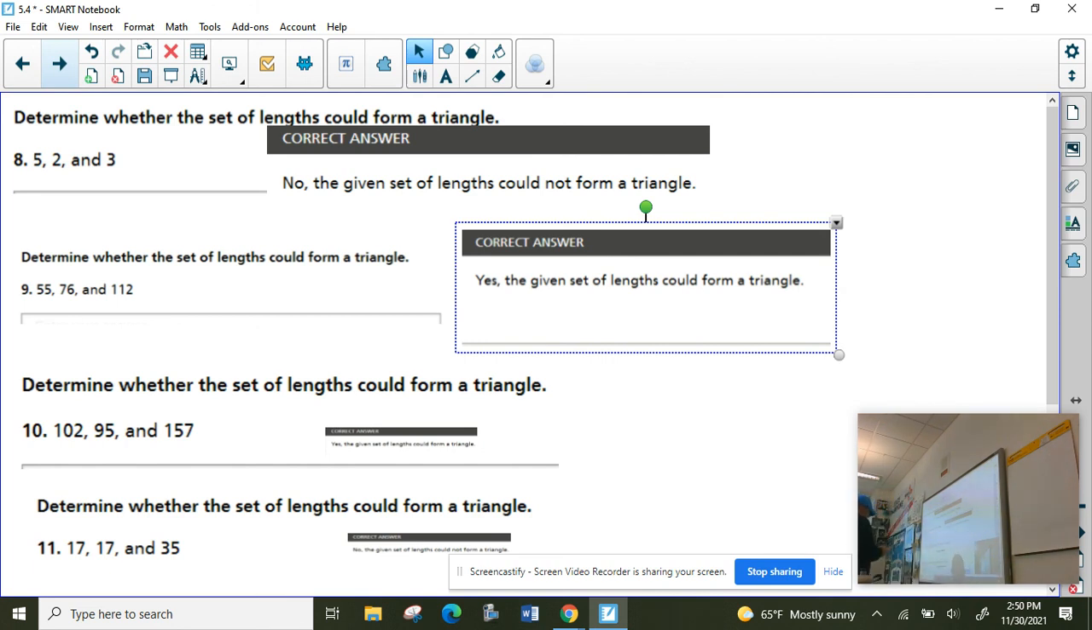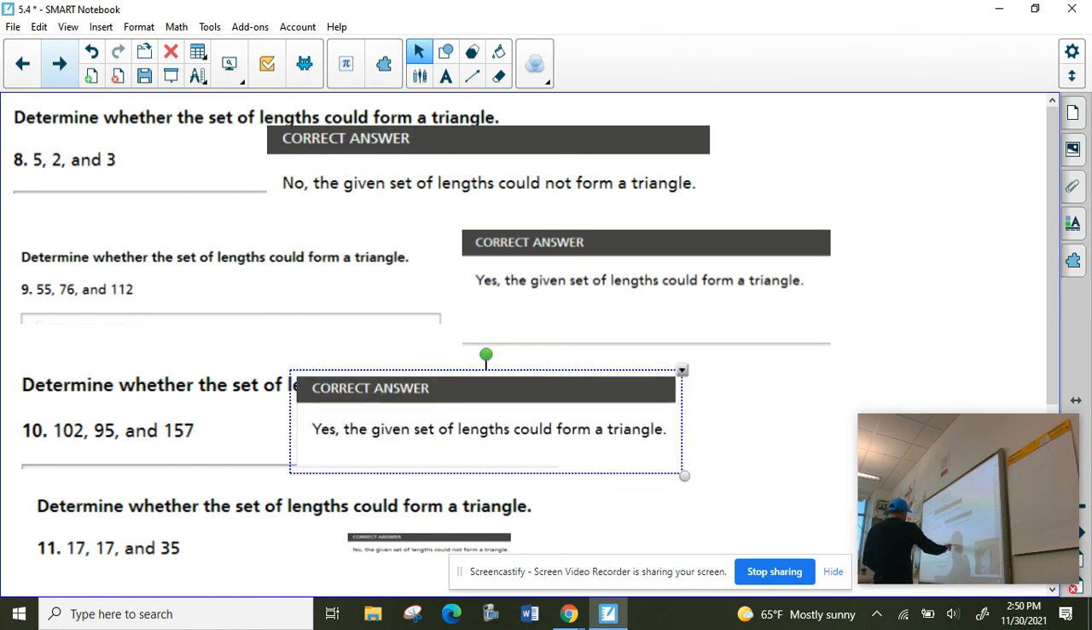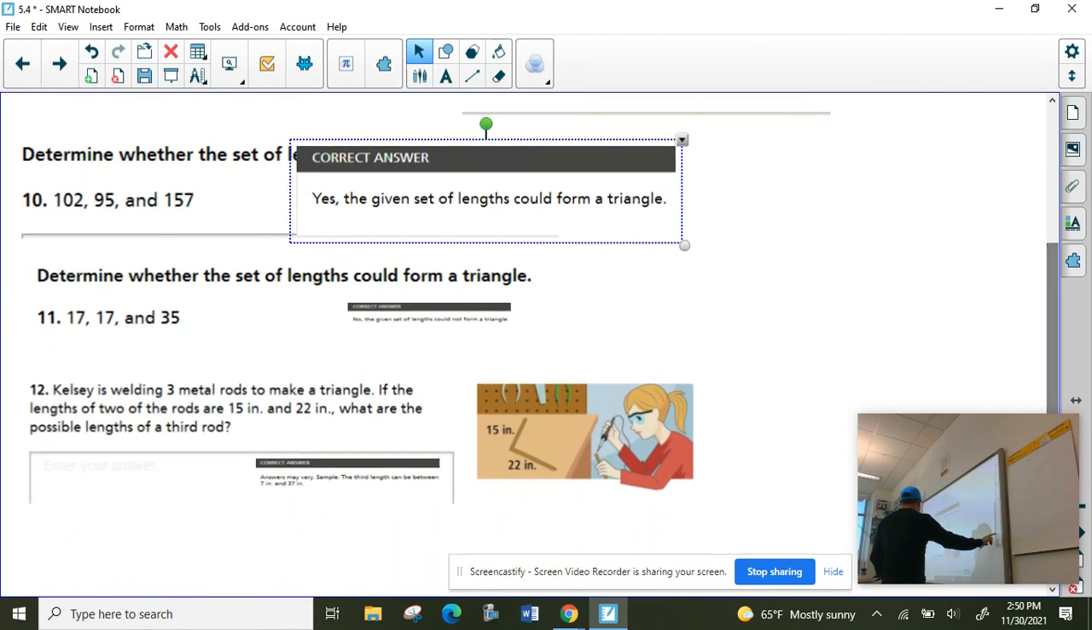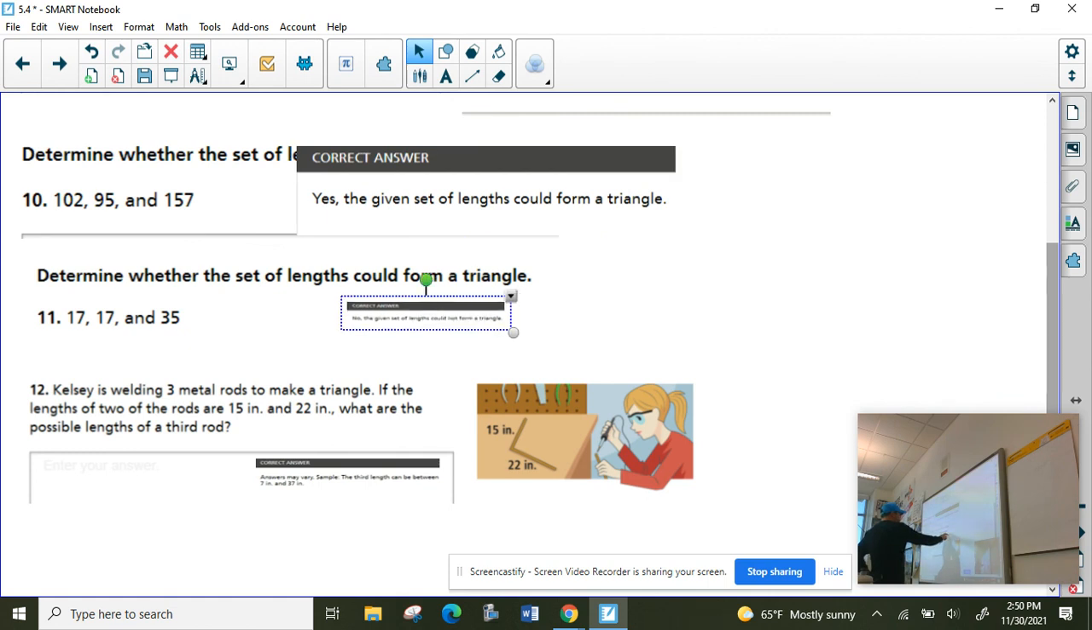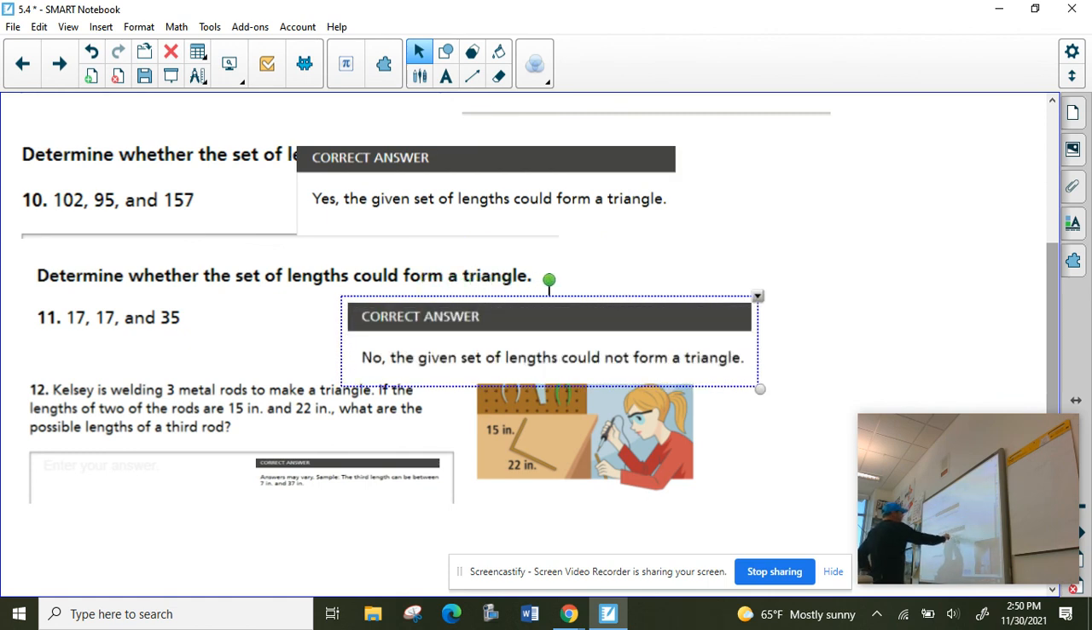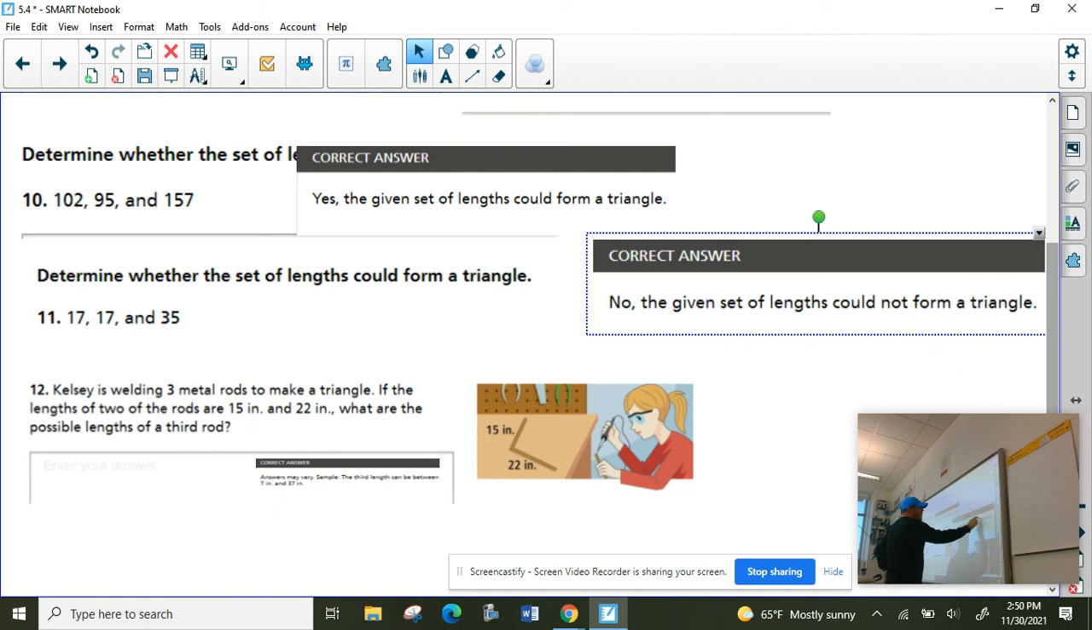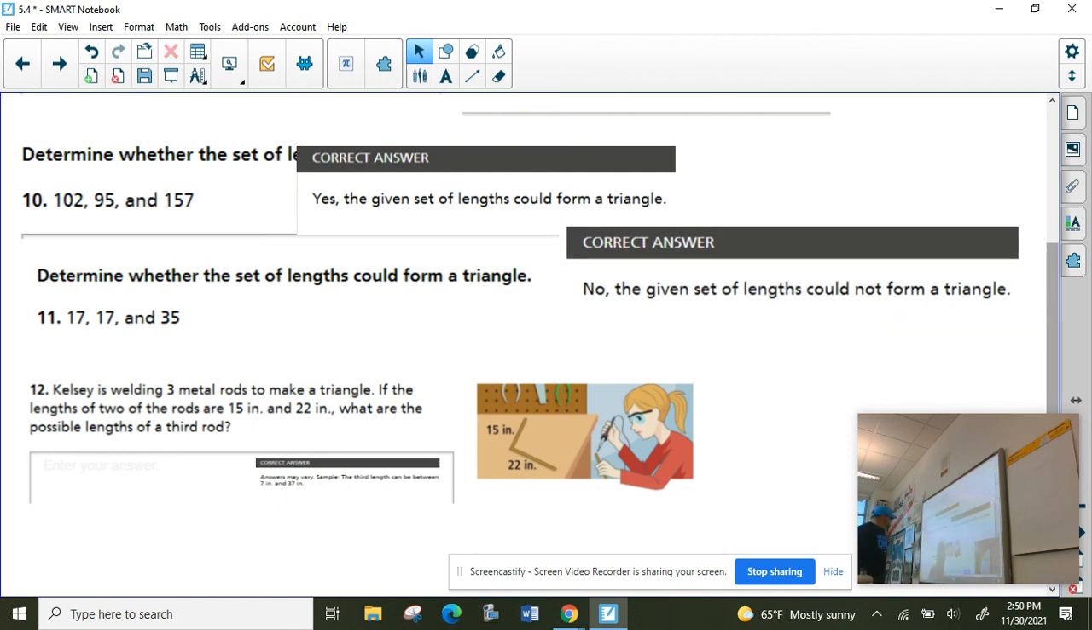How about this next one here? We got 102, 95, and 157. Well, 102 and 95 make 197. That's definitely bigger, okay? And then the last one on 11 here, determine whether these like 17, 17, and 34. Well, 17 plus 17 equals 34, so it's not bigger than 34. So no, that's not a triangle.